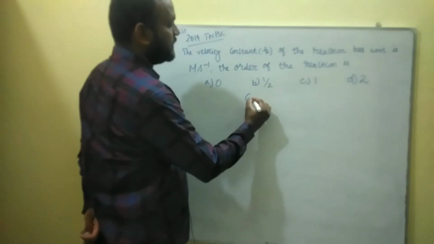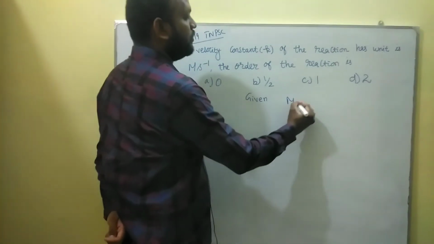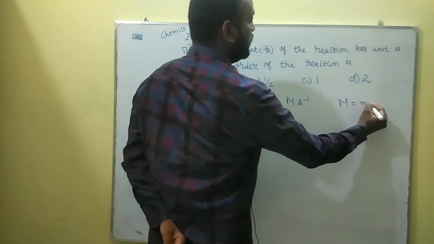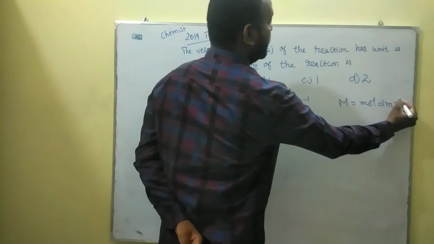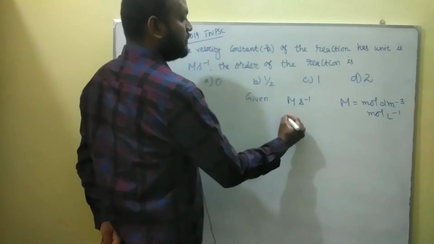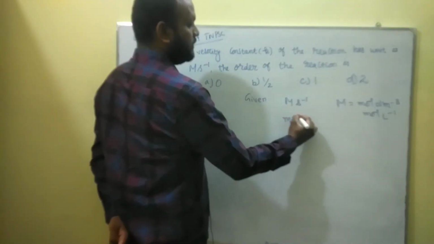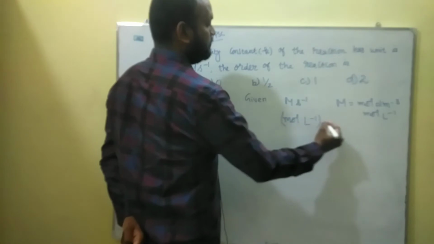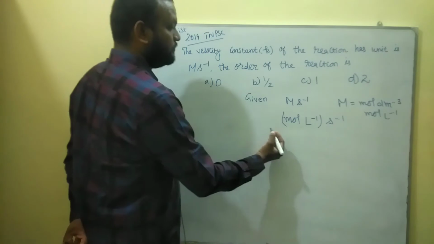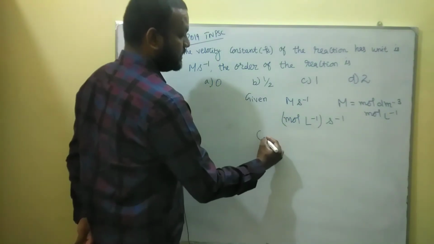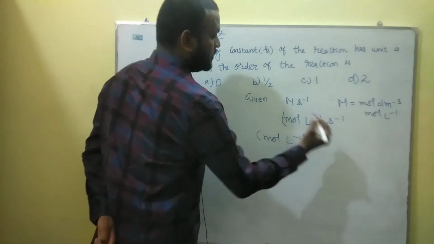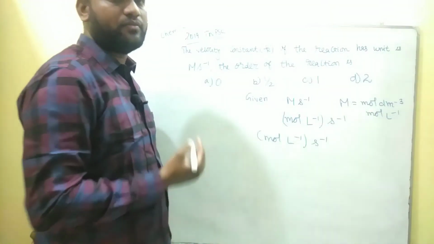Here the given unit is mole per second, molar per second. We already know capital M is equal to either mole per decimeter cube or mole per liter, whatever it may be. So what that M represents is mole per liter, per second. What is the unit for our general order of the reaction? The general unit for a reaction is mole per liter per second. So here we have to find the order.